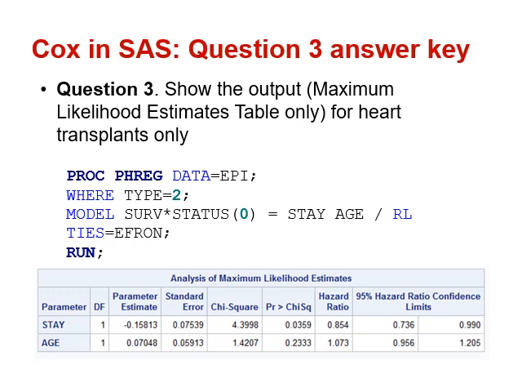Finally, for question number 3, where we had to output the maximum likelihood estimate table for heart transplants only, we just run the SAS statement discussed in the previous slide, and it gives us the following table. So here you can see the hazard ratio of 0.854 with a confidence interval of 0.736 to 0.990. The only difference here is that we are using only heart transplant and excluding those patients who had a lung or a kidney transplant.